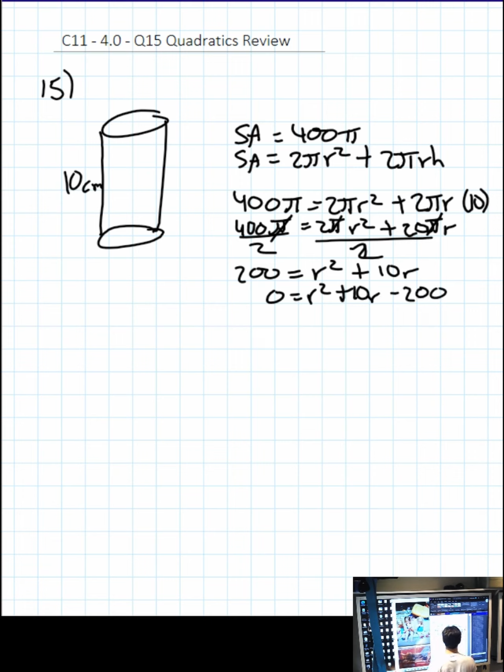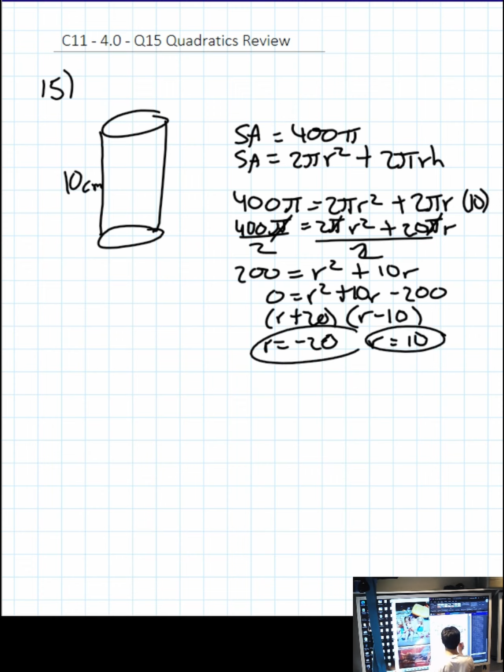This will factor to be r plus 20 and r minus 10. Which means that r is equal to negative 20 and r is equal to positive 10. We can circle both answers and reject the negative length. We can't have a negative length. So we have a radius of 10.